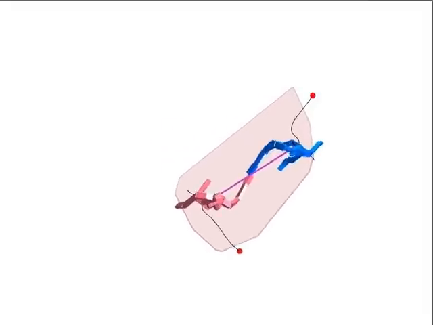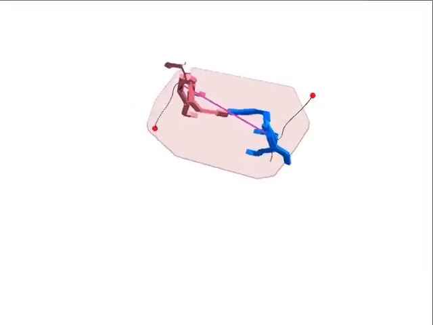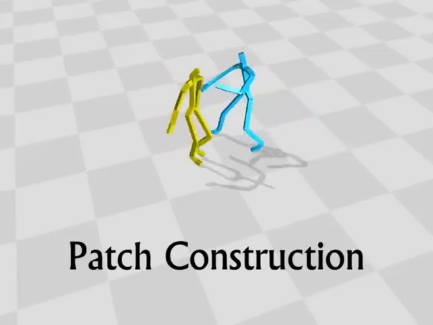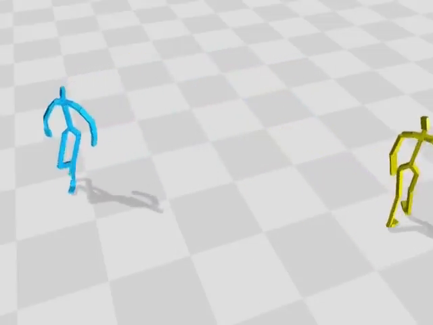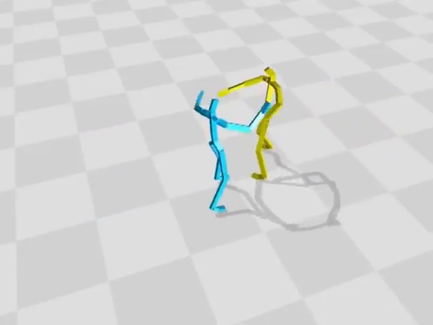The violet line represents the interpersonal constraint that maintains the relative position and direction of a character with respect to the other. The motion patch is supposed to capture an interesting episode that is either important or unusual. We use 3 criteria to detect episodes from raw motion data.